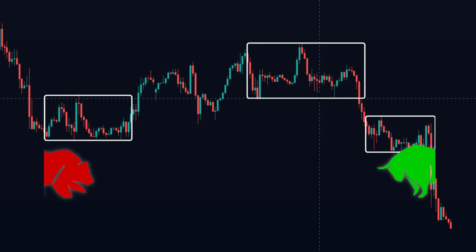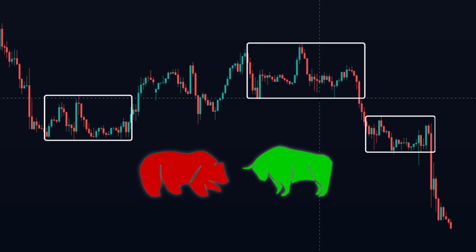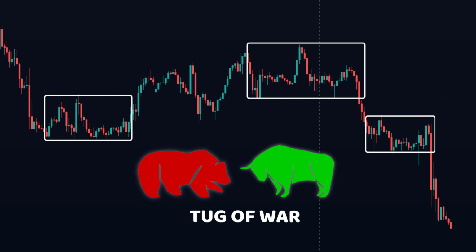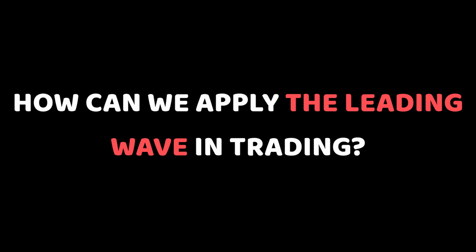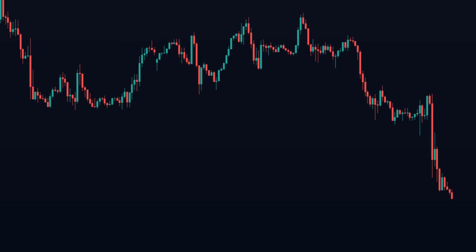At this point, the bulls and the bears are like two buffaloes fighting each other. You can imagine that these two sides are having a tough war, but neither of them dominates the other. So we can understand the characteristics as well as the price action of the leading wave. So how can we apply it in trading? First, we need to review its characteristics.